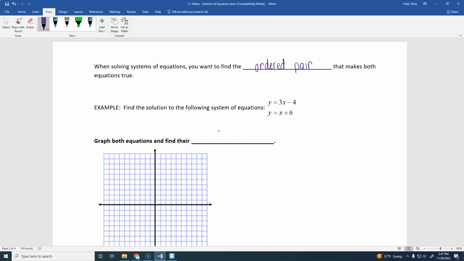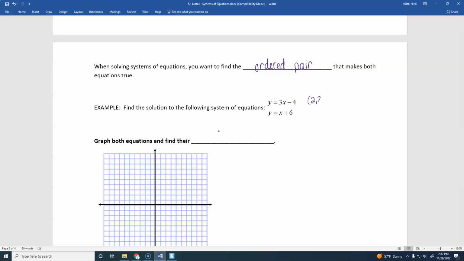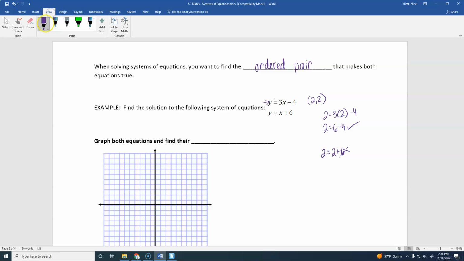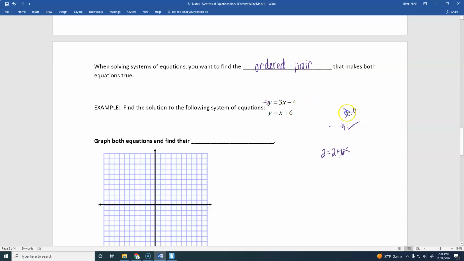So if I plugged in 2, 3 times 2 minus 4 would give me 6 minus 4, so I get 2. So the point (2, 2), if I try it, right? 2 equals 3 times 2 minus 4, so 2 equals 6 minus 4. That is correct. That is on this first line. So that works for that one. If I try the second one, I got 2 equals 2 plus 6. Is that true? No. So that's not it. Are you starting to see the difficulty? Anybody found it? Anybody found one that works for both?